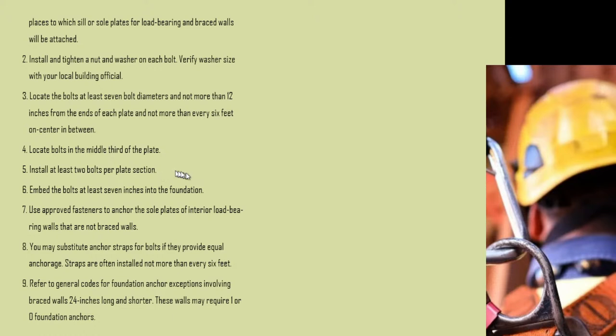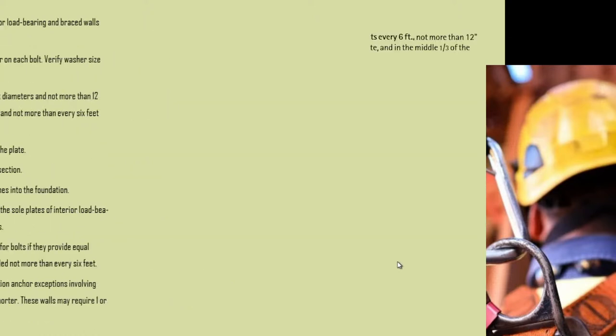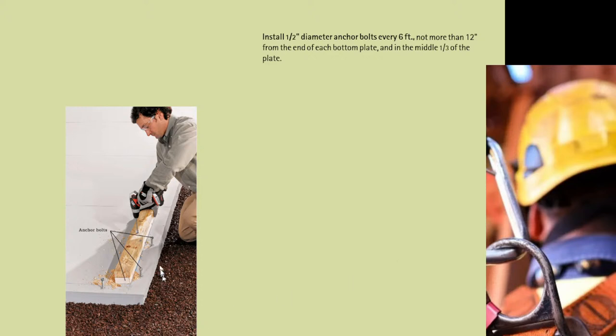Install at least 2 bolts per plate section. Embed the bolts at least 7 inches into the foundation. So using a foundation and, for example, wooden or timber columns or posts, you have to connect the column to the foundation or to the footings. That's why you need this kind of thing, or for walls, wooden walls like this. So this is what we are talking about.